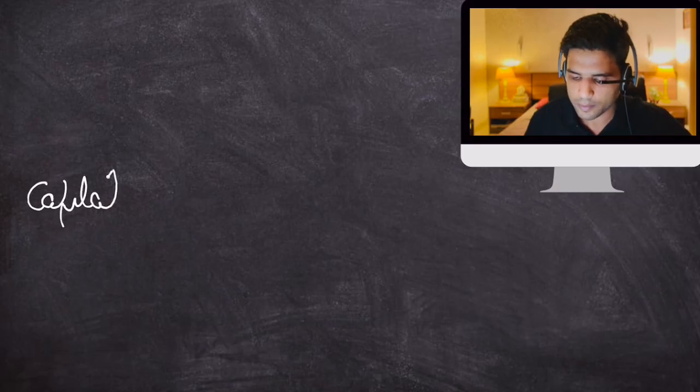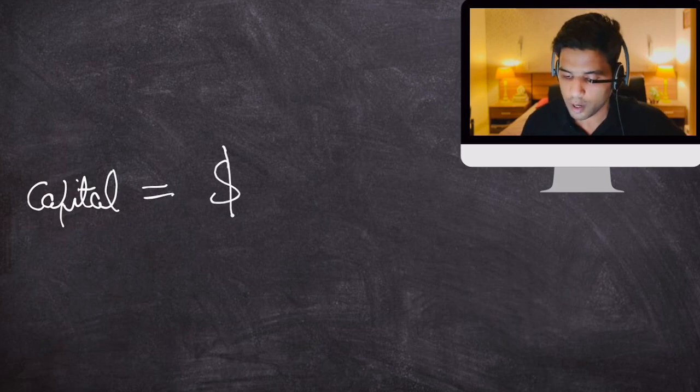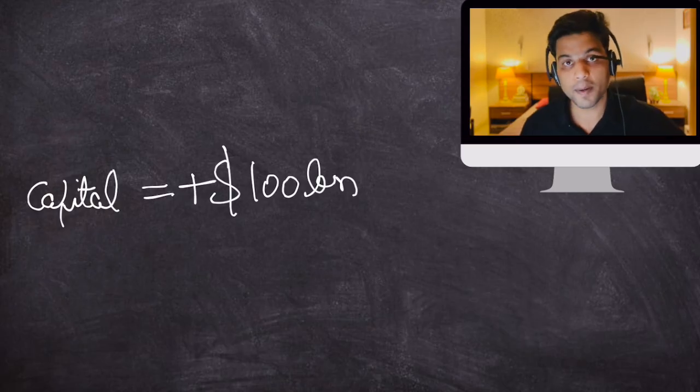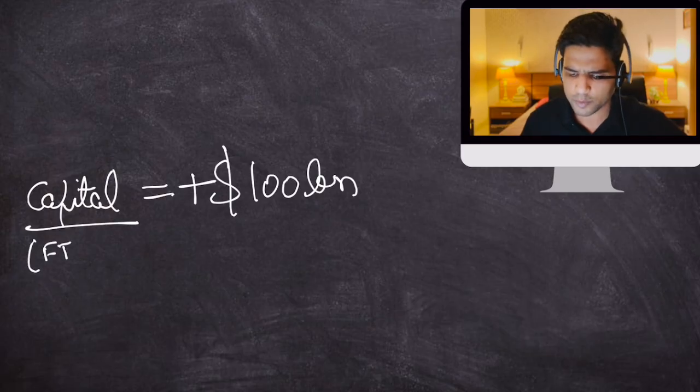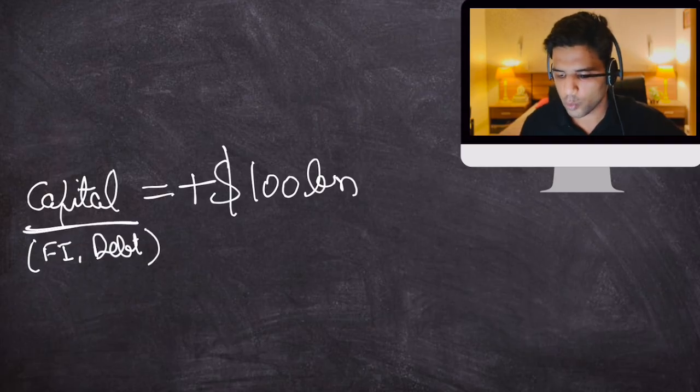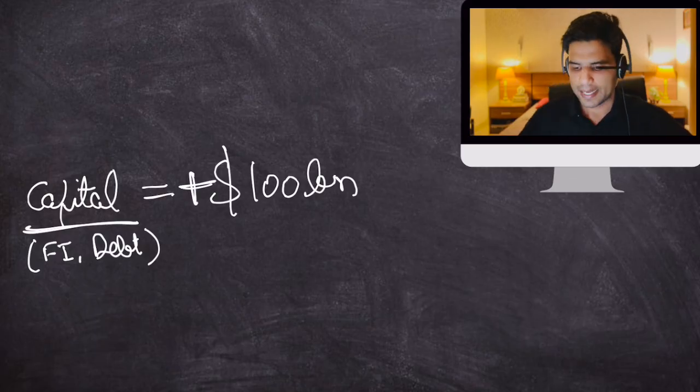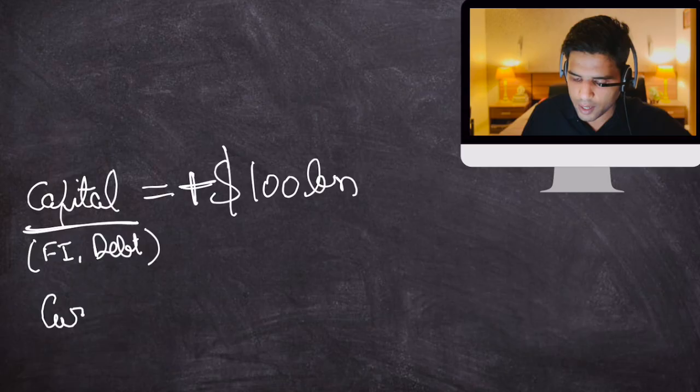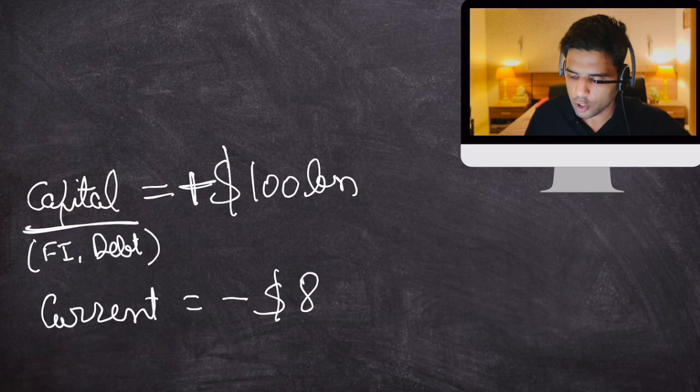Let's suppose in capital account India ran a surplus of $100 billion. India got this extra money in capital account, maybe because of foreign investment, or maybe India borrowed a lot. So our capital account was net surplus by $100 billion. Make sense? Now, we ran a current account deficit of, let's suppose, $80 billion.